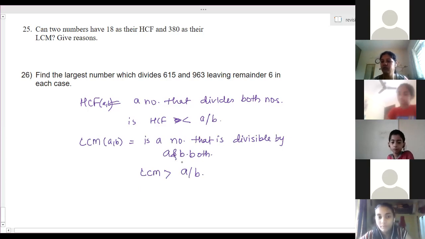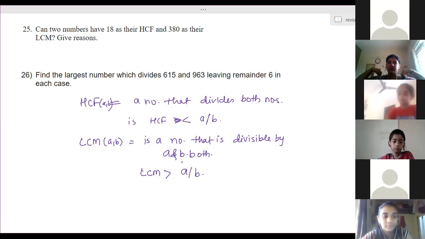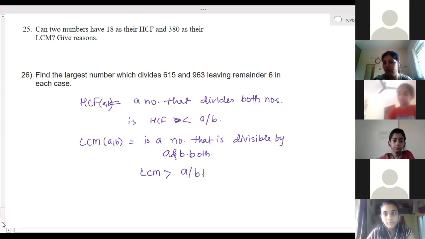Is it clear? So now you have to find the largest number which divides 615 and 963. That means what you have to calculate? HCF. You have to calculate HCF, because you have to find a number which divides these two numbers completely. So that means you have to calculate HCF.